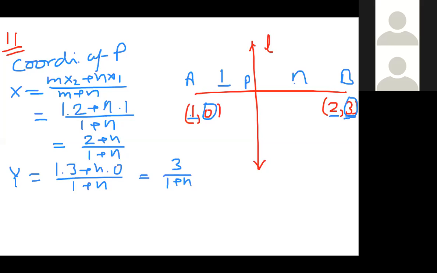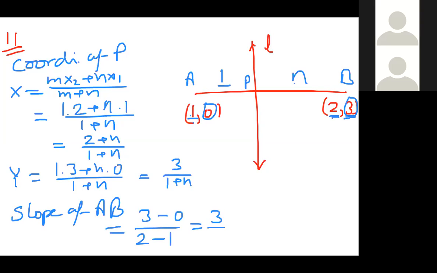Now the slope of line AB. The slope of line AB will be y2 minus y1, that is 3 minus 0, upon x2 minus x1, that is 2 minus 1. So this is 3 upon 1.